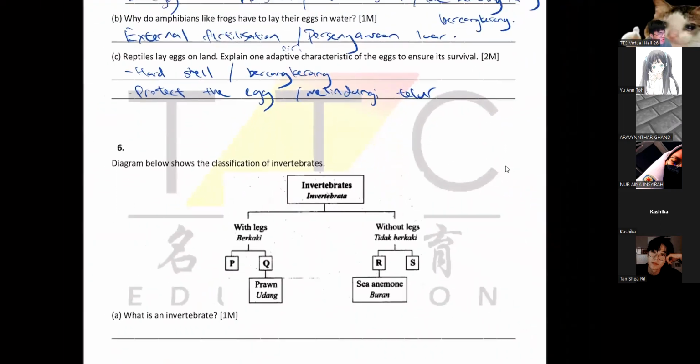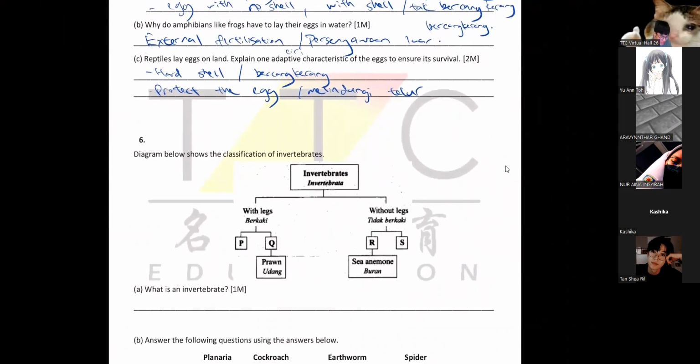Number 6. I'll zoom out for you to copy. So you have your invertebrata. You have berkaki and tidak berkaki. Then you have two here. The berkaki one, you have 3 pairs, 3 pasang, and then this is more than 3. The without-legs one, you have bersegmen, and without segment. This is with segment.